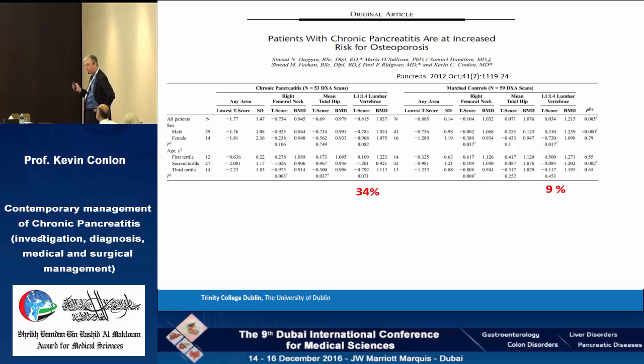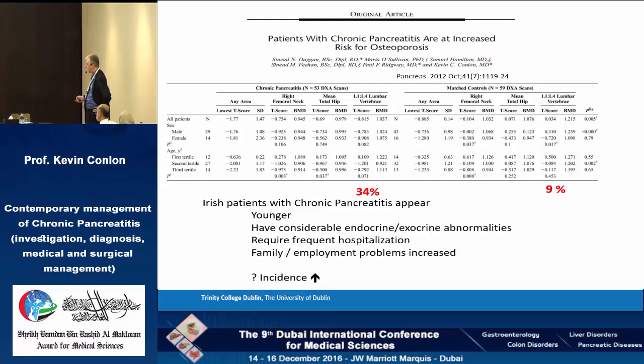And what we found was that patients with chronic pancreatitis appear younger. We kind of knew that. They have considerable exocrine and endocrine insufficiency. They require frequent hospitalization, and they have significant social consequences of their disease. They're more likely to be out of work, more likely to be divorced, more likely to be requiring social housing. And we thought that the incidence was actually increasing.